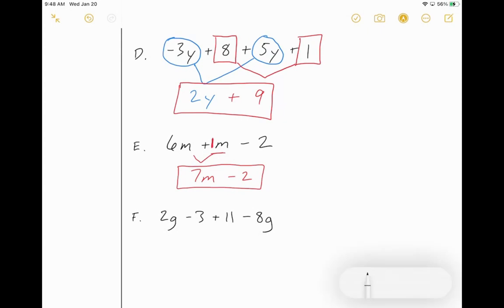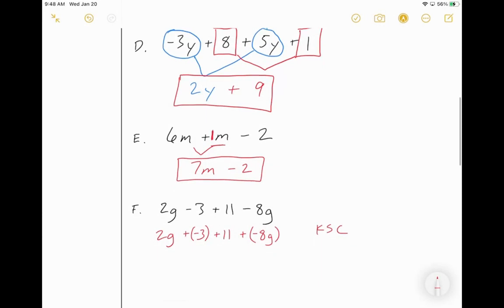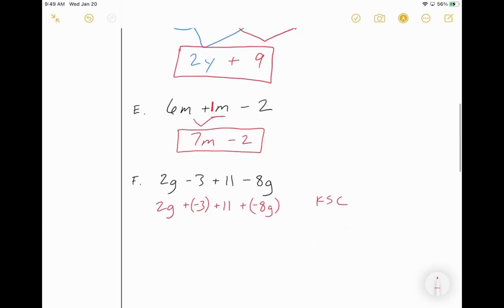So the first thing I'm going to do here is a keep switch change. So here we go. 2g, instead of minus 3, it's going to become plus a negative 3. Keep switch change. Plus 11 stays. Instead of negative 8g, it's going to be plus a negative 8g. So hopefully you see what I did there. I did a keep switch change first.